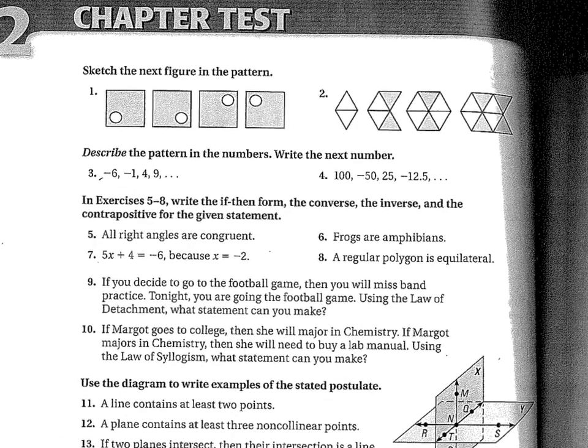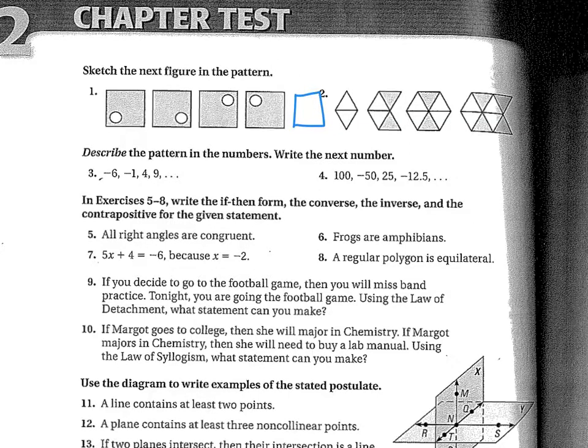Number 1 and number 2, we simply want to sketch the next picture in the pattern. I want to point out to you, look at where the circle's located here. Lower left, then the lower right, then the upper right, then the upper left. So what's the next picture going to look like? All right, I would just draw a square like that, and then you put the circle where it would belong.